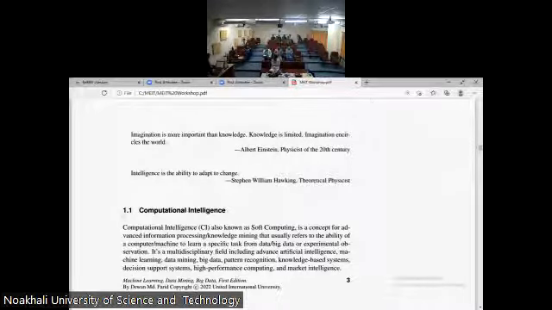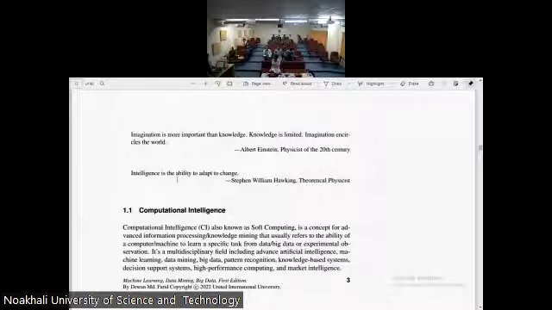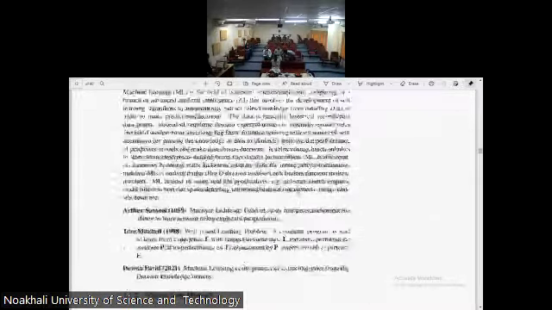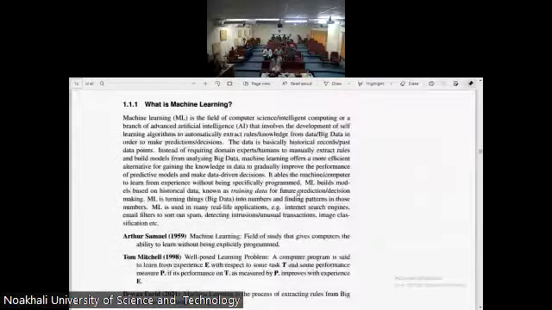And there is another one: intelligence is the ability to adapt to change, by Stephen Hawking. Okay, so we already talked about machine learning. Machine learning is a subset of advanced artificial intelligence. There are a few definitions here. One popular definition is by Tom Mitchell in 1998: a well-posed learning problem, a computer program is said to learn from experience E with respect to some task T and some performance measure P, if its performance on task T, as measured by P, improves with experience E. That's called machine learning.